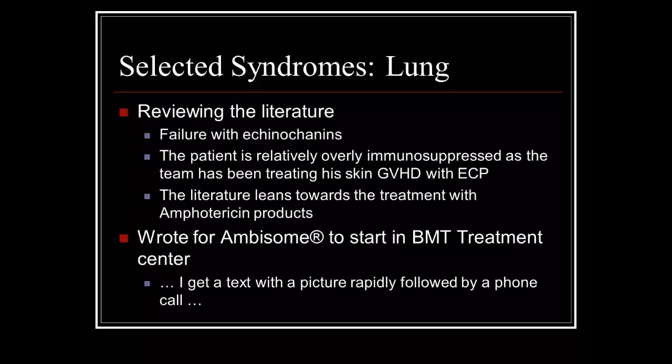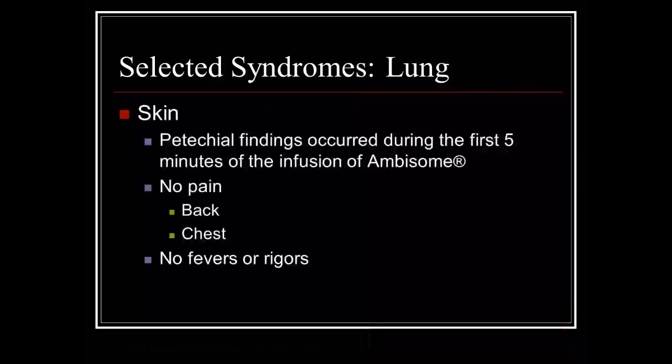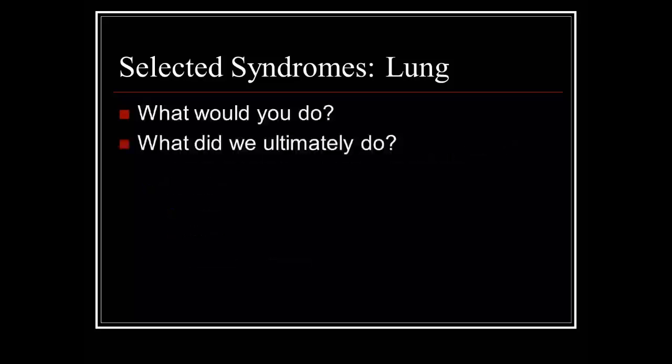We use AmBisome. I started the AmBisome. I got a text followed by a picture. Note that this is his port, this is his chest. When I push on this rash, it does not blanch. So he had petechial findings within the first 5 minutes. He had no pain, whether in his back or his chest, no fevers or rigors. What do you do? What do you ultimately do?